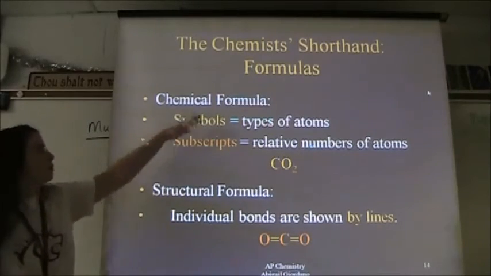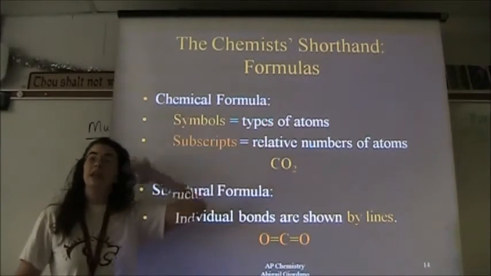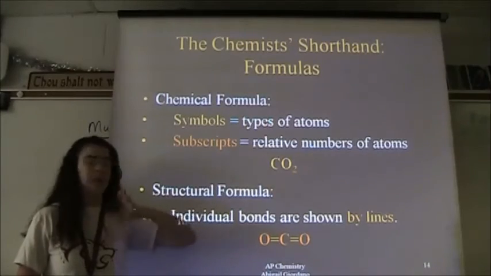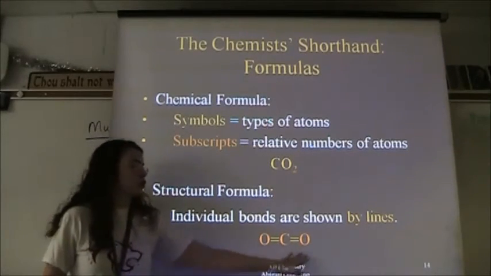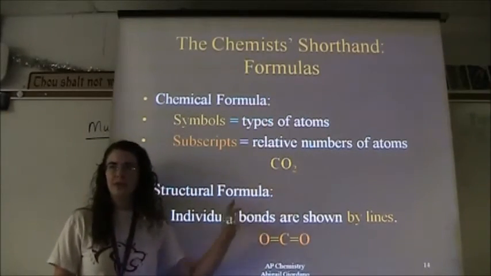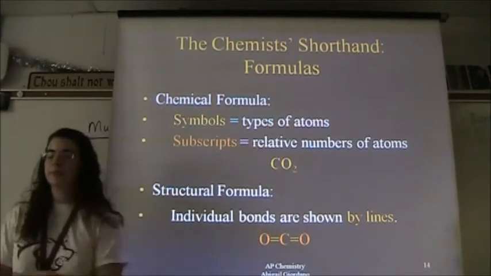We're going to be dealing with chemical formulas a little bit later in the year. When we get into winter, we'll start drawing structural formulas. We're not doing that today, though.